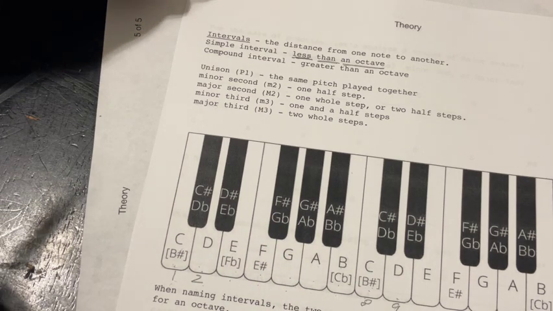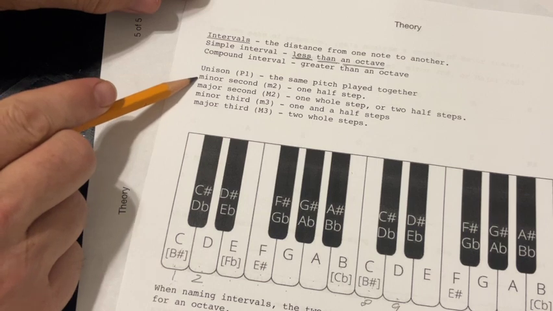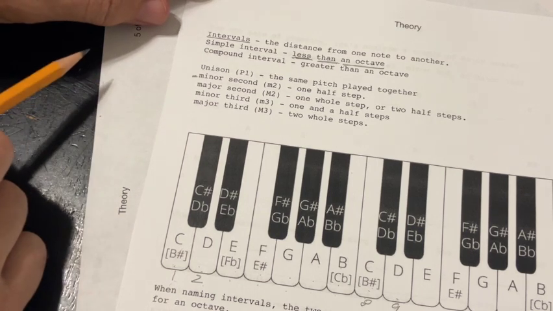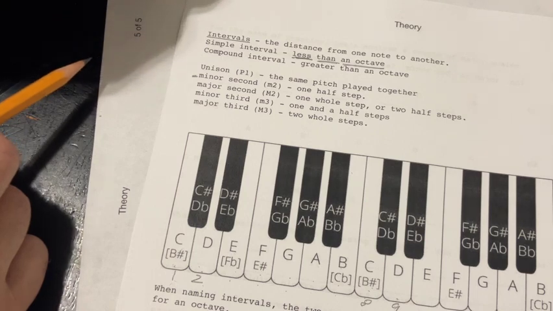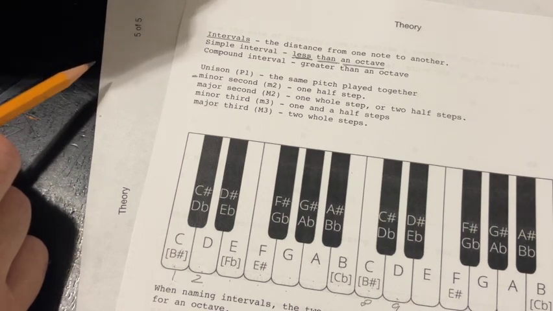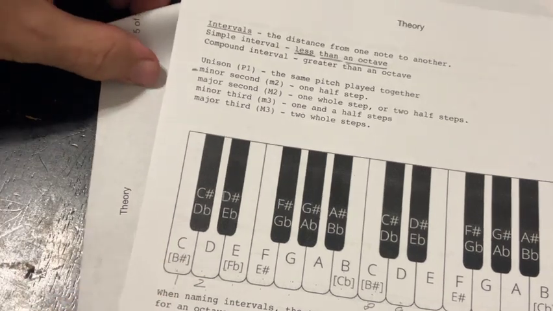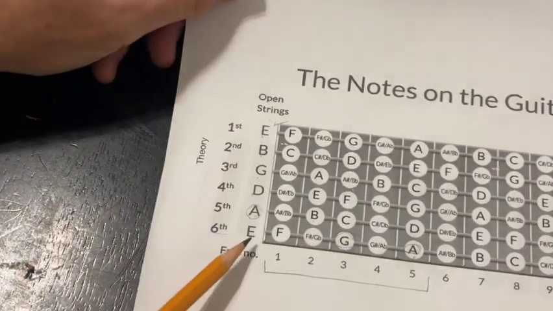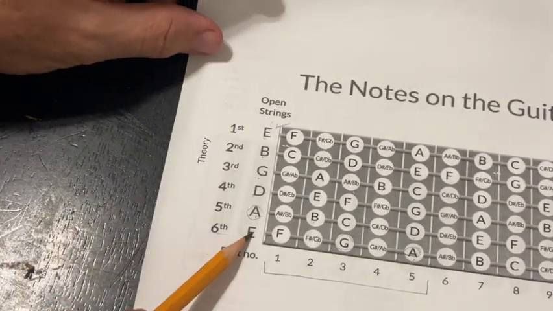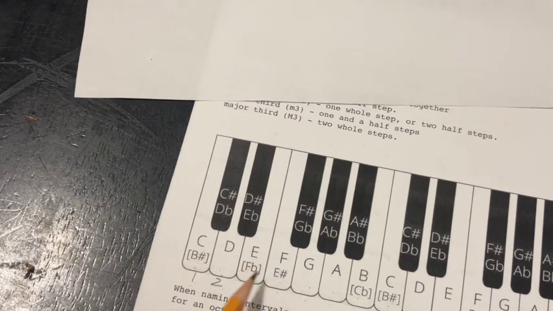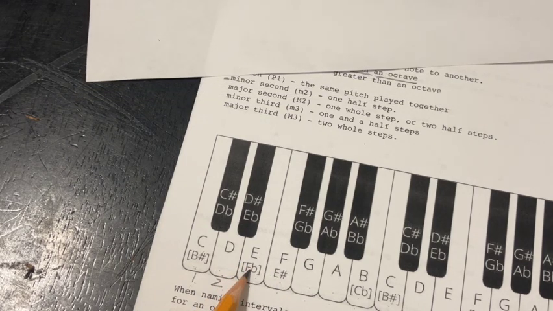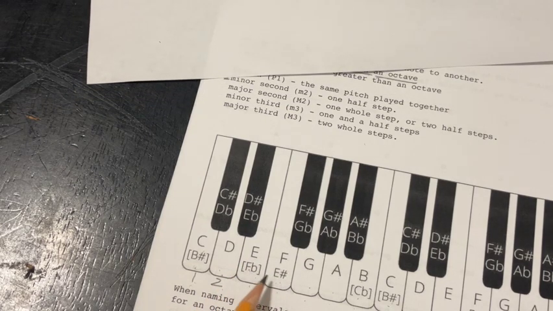The next one is a minor second. Okay, so when we start talking about a second, let's take just the top string of the guitar. That's E. Okay, so we're going to call that 1. And if you look at your keyboard, if I go up from E being 1 to the next note, that's F, right?